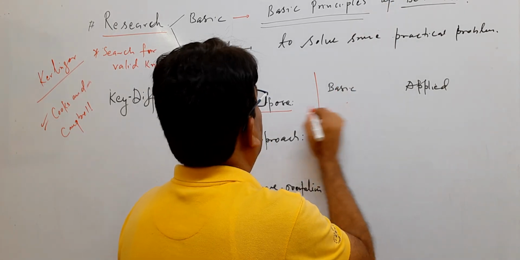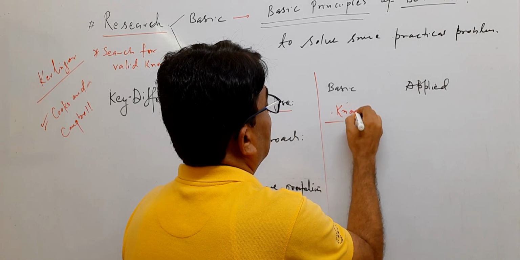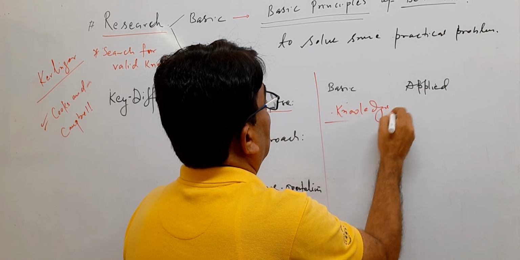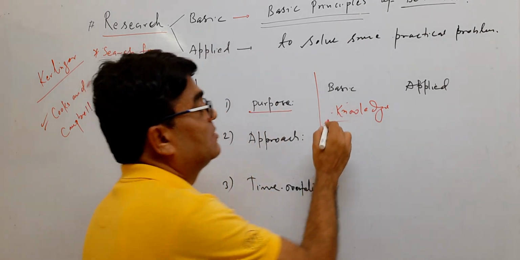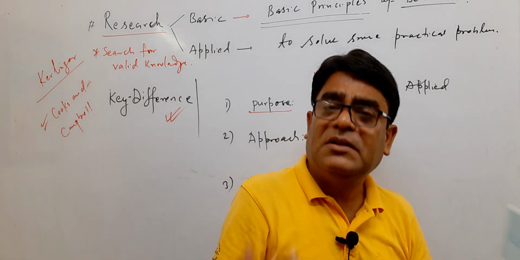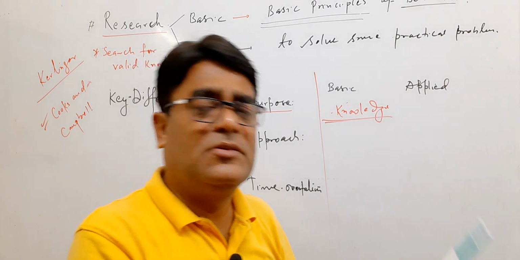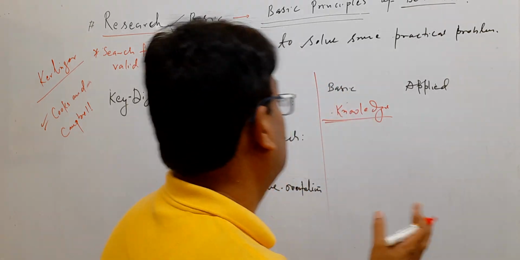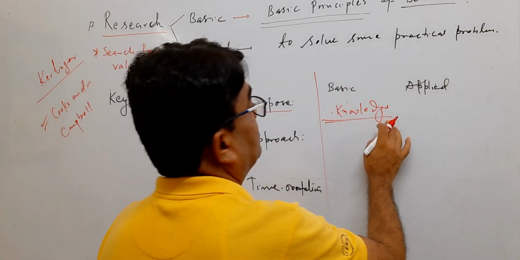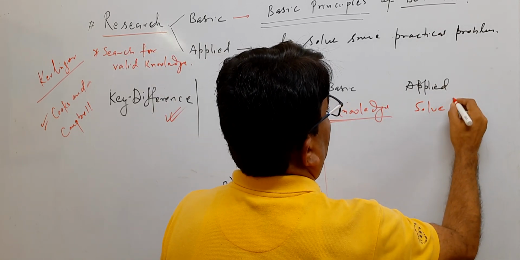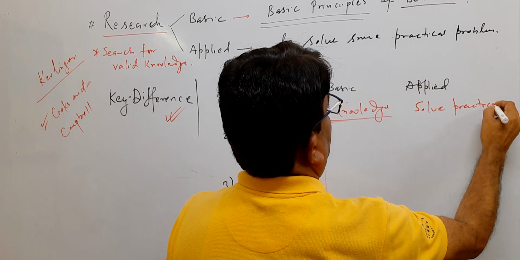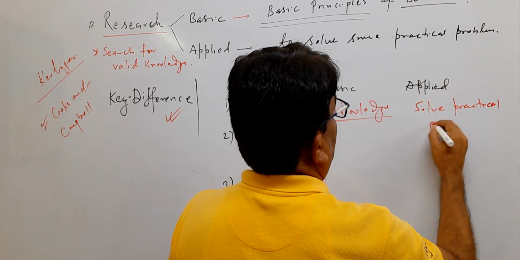So the basic purpose is to acquire knowledge, and in more precise terms you can say to discover basic principles of something. For example, it could be in physics, chemistry, or psychology. And the purpose of applied research is to solve a practical problem.